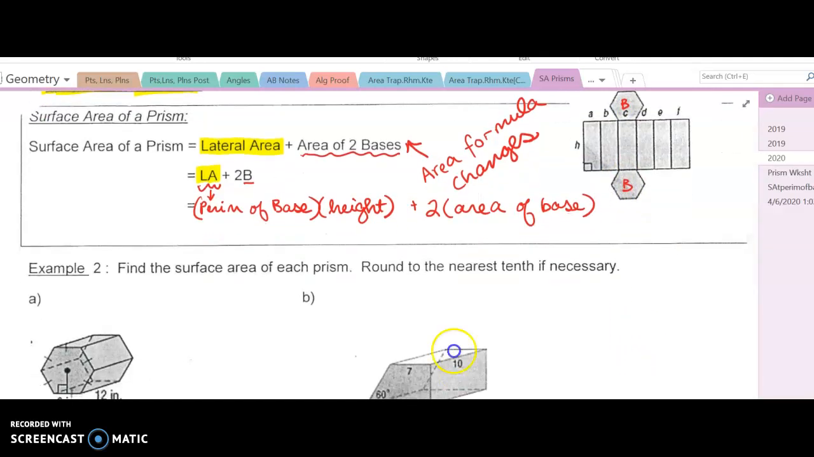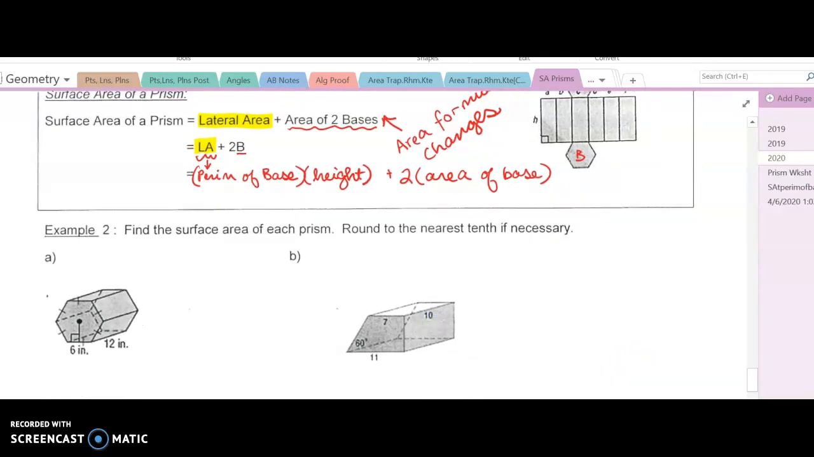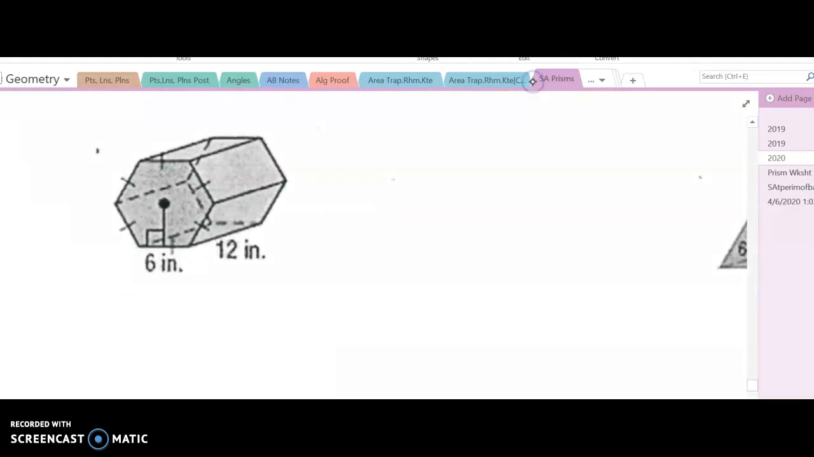Okay, so let's look at this first example here. It says find the surface area of each prism. Round your answer to the nearest tenth if necessary. So our first step when we look at this is what are our bases? Which sides of this shape are not rectangles? And so we would say the front and the back of this shape. These hexagons are not rectangles.